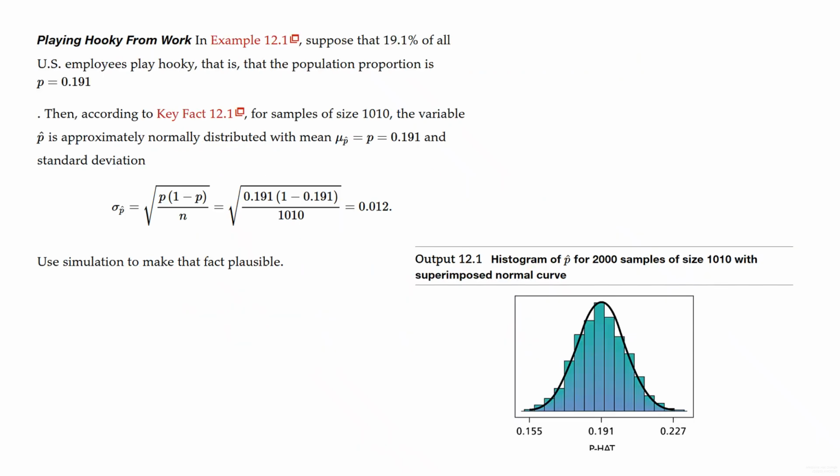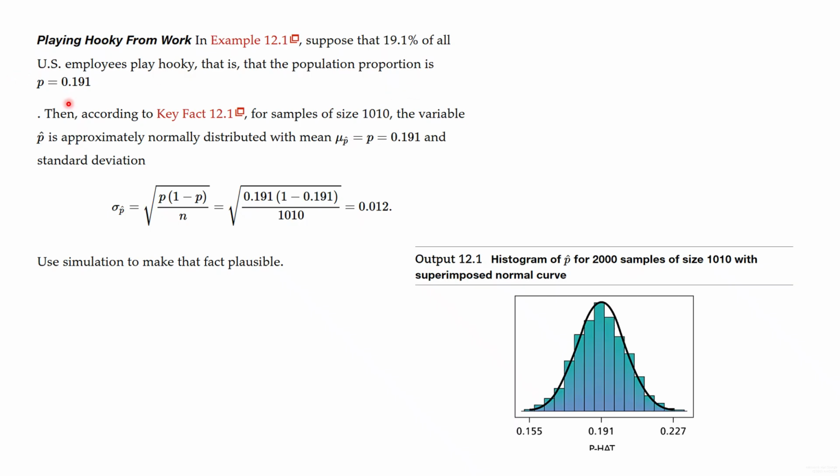So let's set up the simulation to show that this fact is plausible. Playing hooky from work. Now this is the example we're going to use through all of this. Suppose that 19.1% of all US employees play hooky. That is, the population proportion P is equal to 0.191. So where did I get the 0.191? It comes from this percentage and we turn it into a proportion. Okay, so P is equal to 0.191.